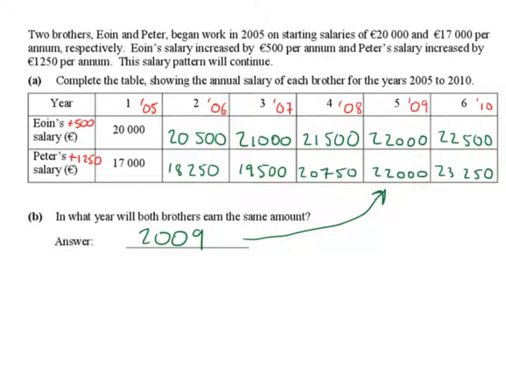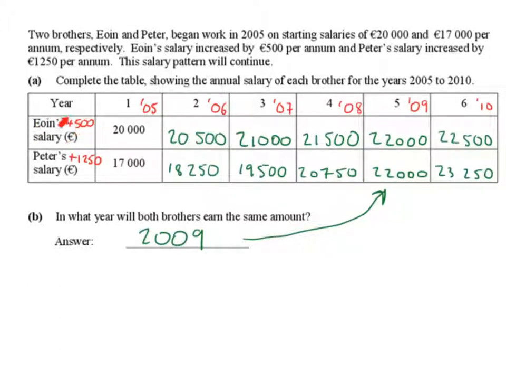So I would start this question off by writing 05, which stands for 2005, beside the number 1, which is year 1. So they began work in 2005, so 2005 is year 1, or term 1, since we're looking at sequences. So then year 2 is 2006, year 3 is 2007, year 4 is 2008, year 5 is 2009, and year 6 is 2010.